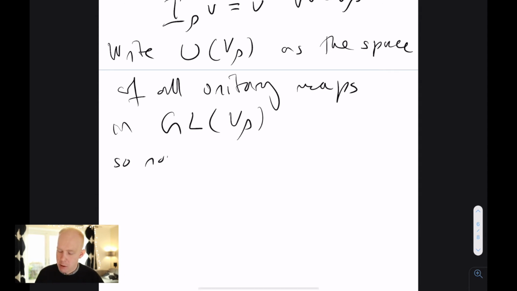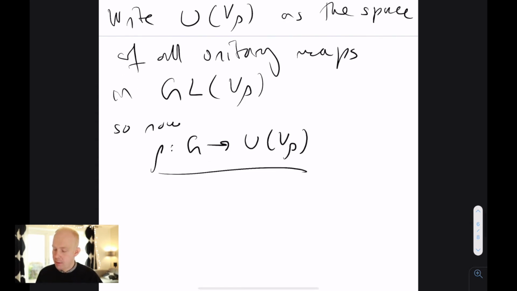So now rho is a mapping from G into U V rho. That's the other way to say that it's a unitary representation. It's a representation whose image is always in the space of all unitary matrices.